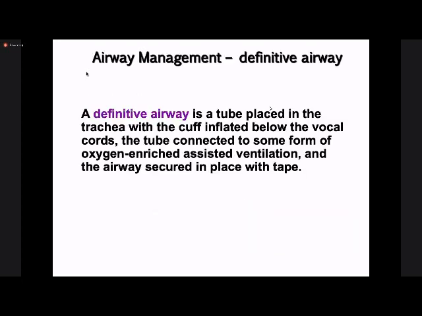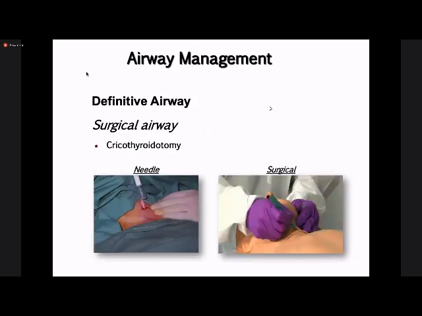Right. So the definitive airway, I have already mentioned what it is. But in some patients, like the patient that we saw right at the beginning with a crushed face, you may not be able to use any of the airways that we discussed previously, because now the patient has a problem in the face. So you can't use a nasopharyngeal airway, you can't use an oropharyngeal airway, you can't use an endotracheal tube.